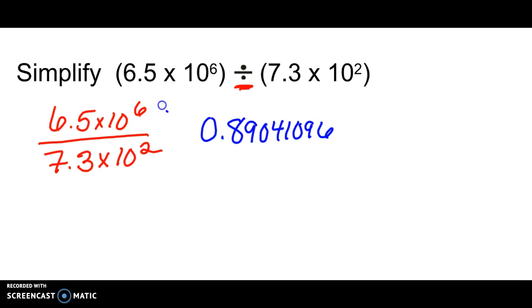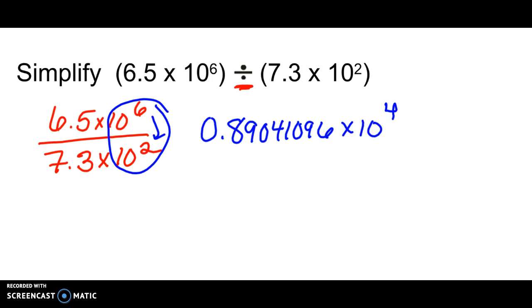Then I'm going to divide 10 to the 6th by 10 to the 2nd. We know how to divide exponents because we learned that it's subtracting them. So your base stays the same. I have times 10, and then 6 minus 2 gives me 4.